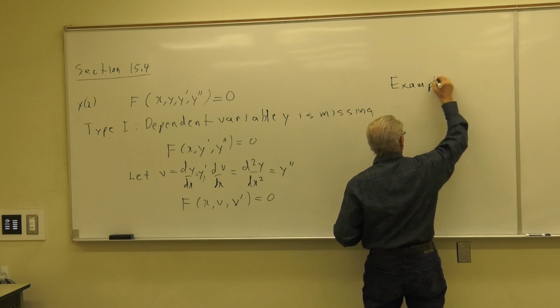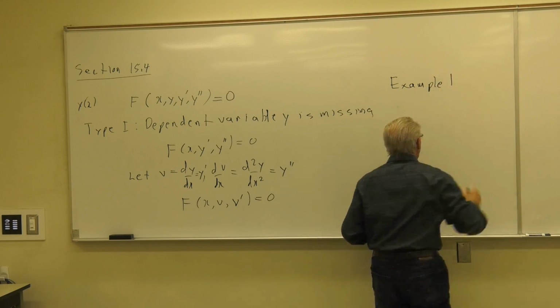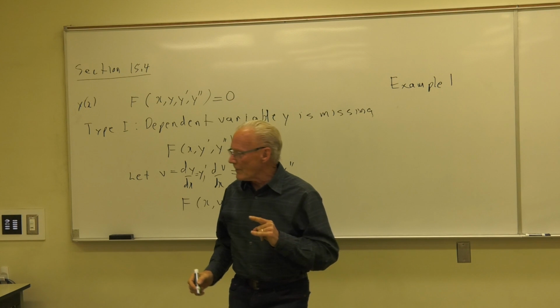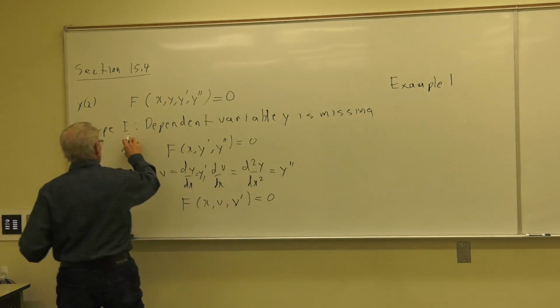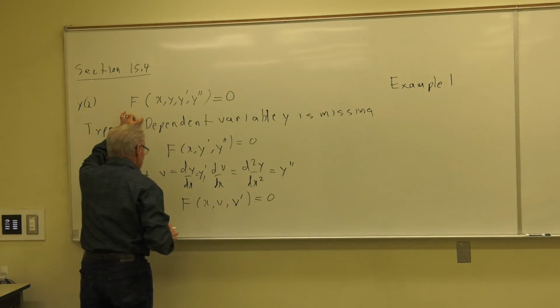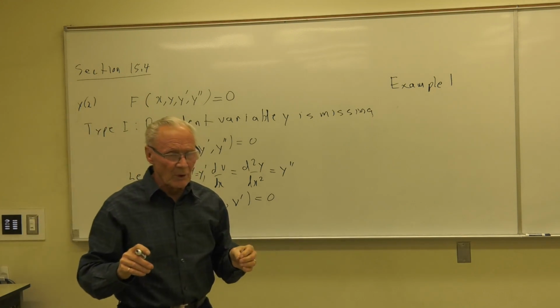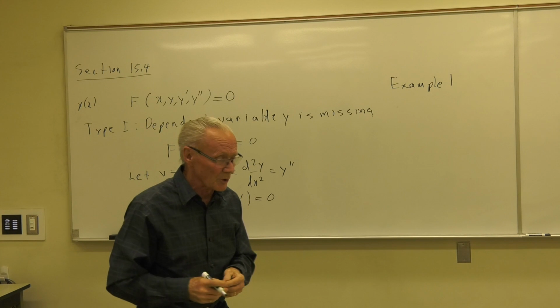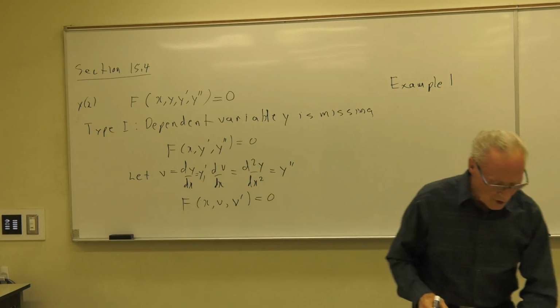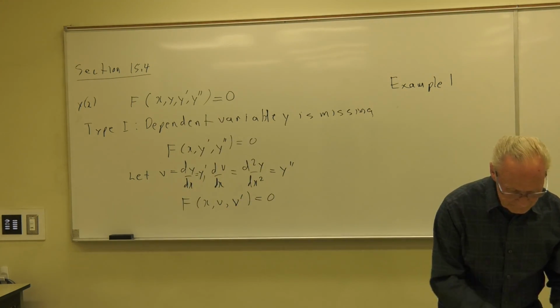I'll do one example of this type, then I'll show the other kind, which is going to be type 2, where the independent variable is missing, and I'll do an example of that, and then I'll do a third example, which falls into both situations, and kind of compare which one is easier.